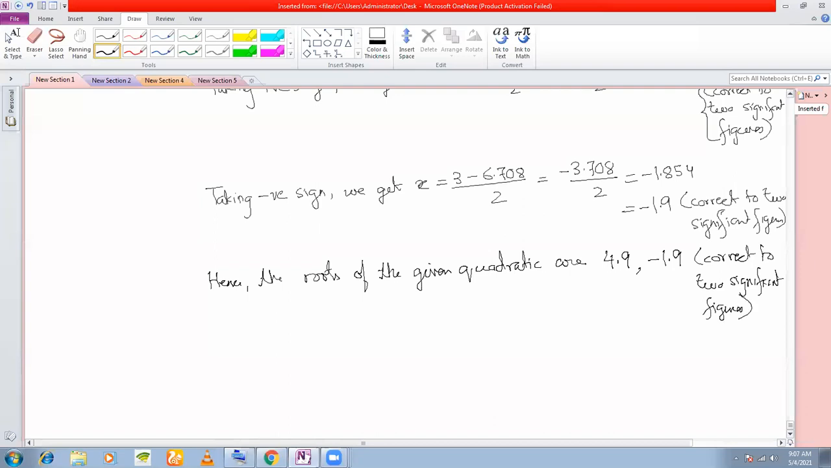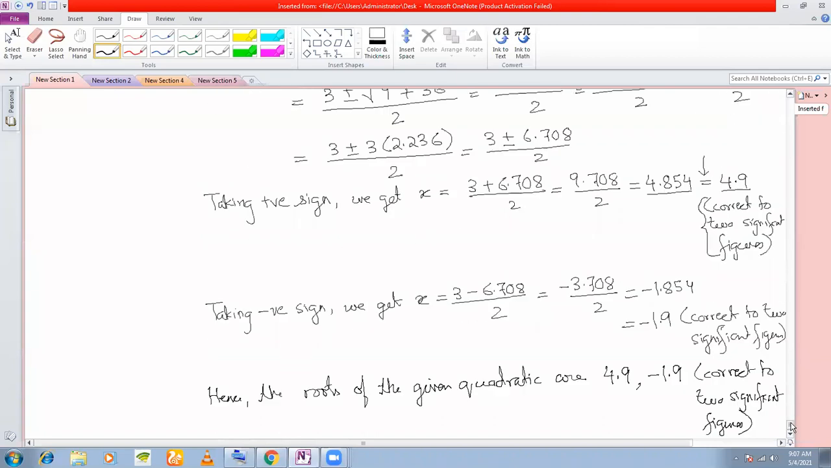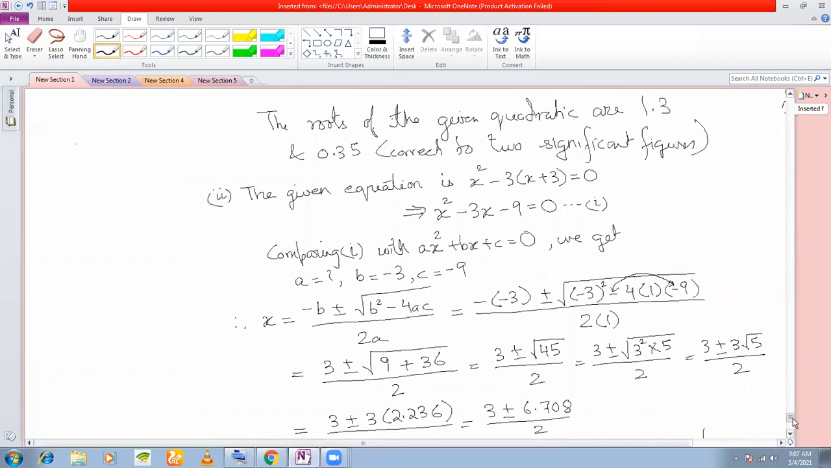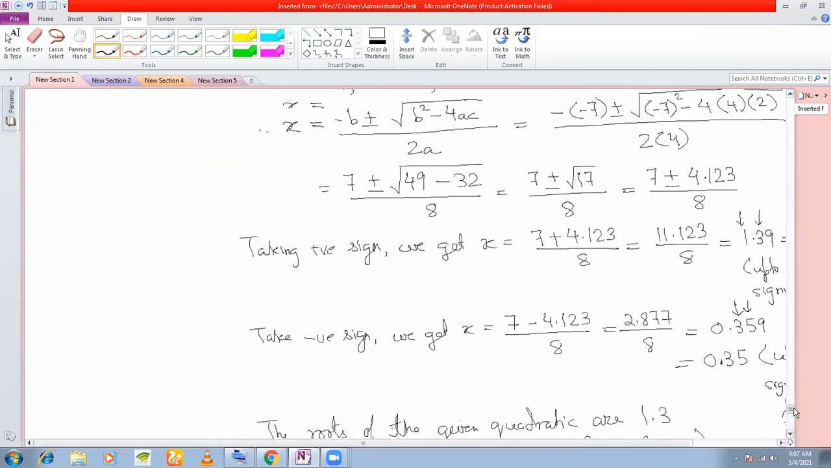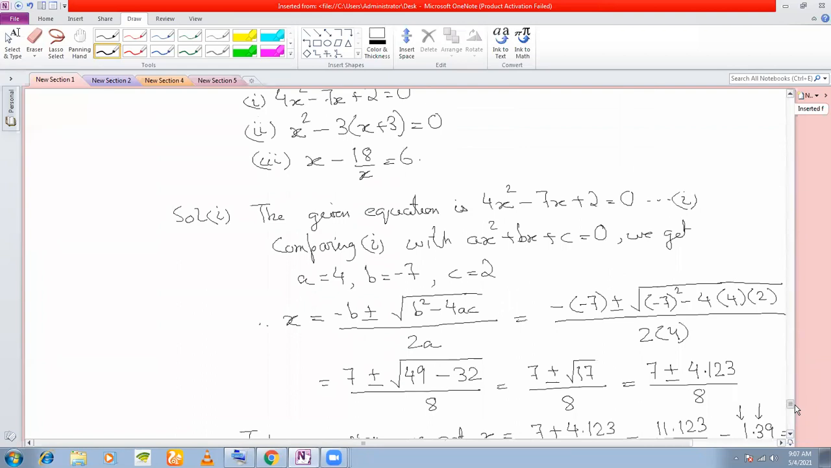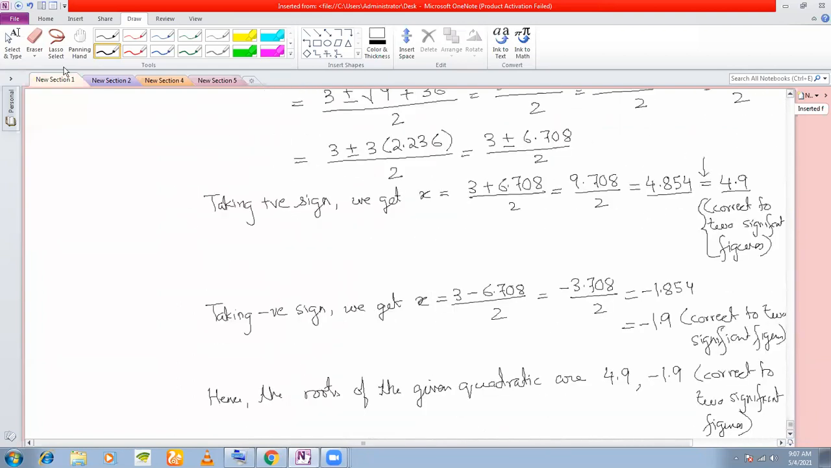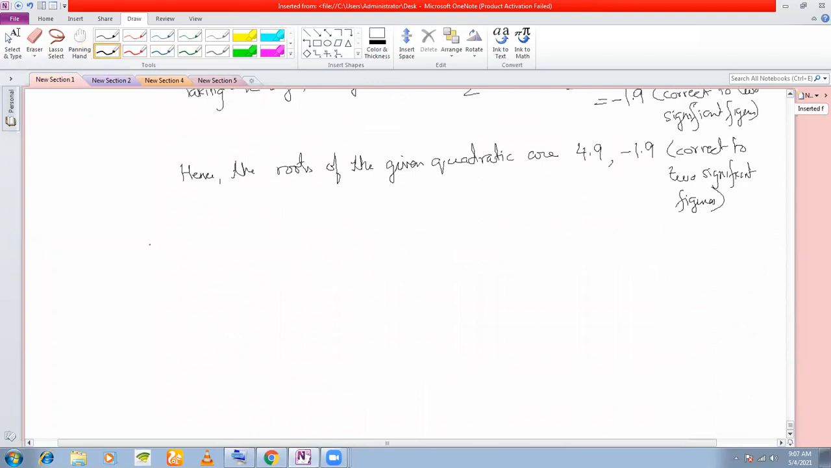Okay, that's it. Any questions on this problem? If not, then I can proceed to the next one. Fine, so let us proceed to the next one. Next problem is x minus 18 by x is equal to 6. The given equation is x minus 18 by x is equal to 6.